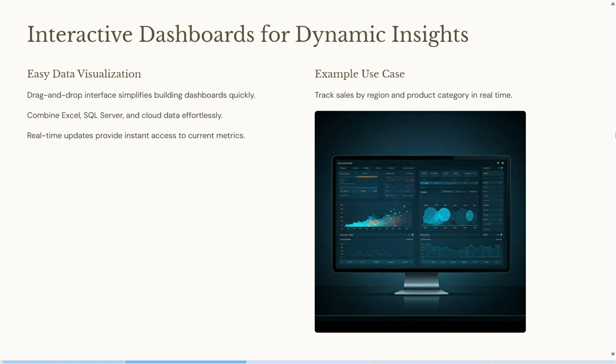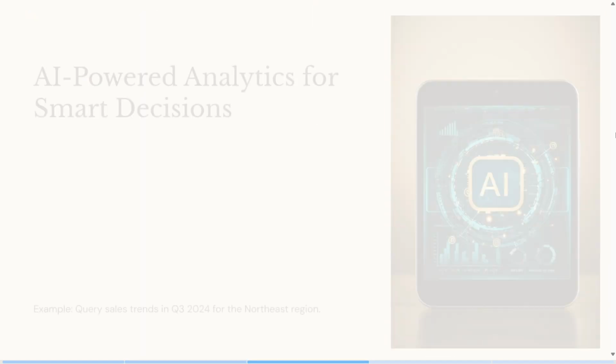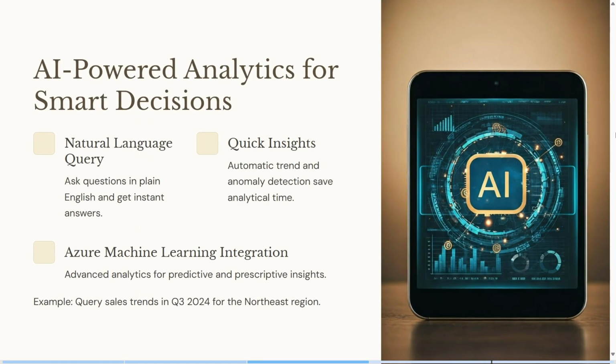Example use cases could include tracking sales by region and productivity categories, all in real time. Also, it has AI-powered analytics for smarter decisions. So it offers natural language queries, so you can actually ask questions in plain English and you can get instant yet simple answers. It also offers quick insights to automatic trends and anomaly detections, which can save analytical time. And their machine learning integration. So it has advanced analytics for predictive and prescriptive insights.